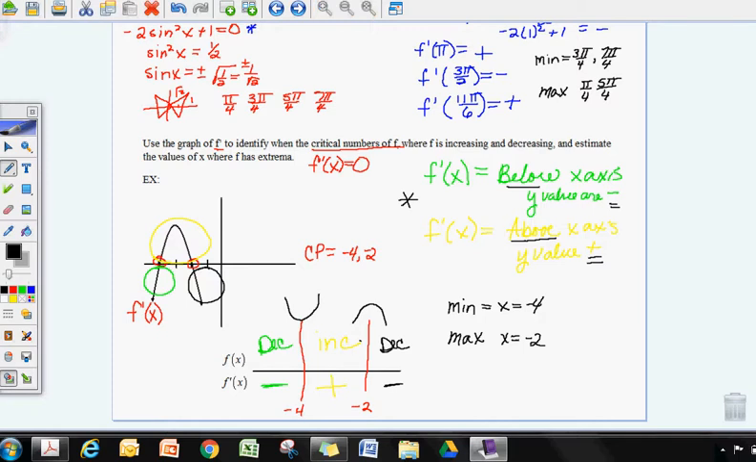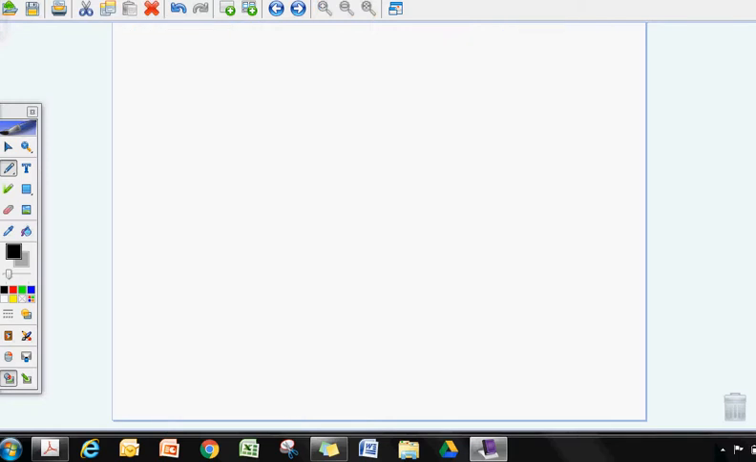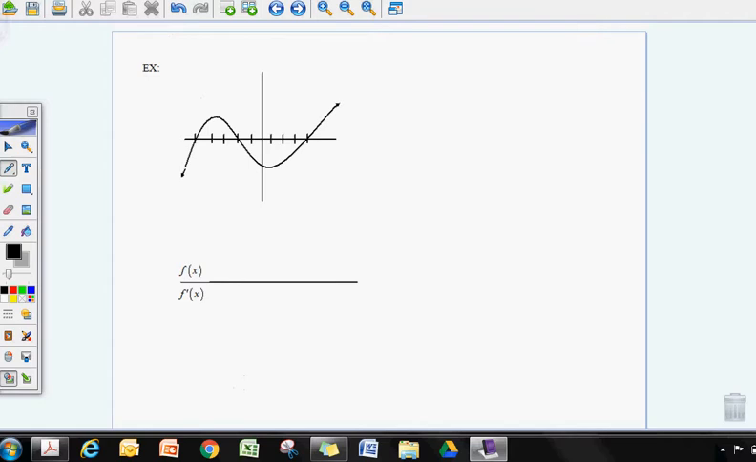Okay, so let's turn the page. And if you want to try this one on your own, pause it, come back, and then we'll talk through this one.